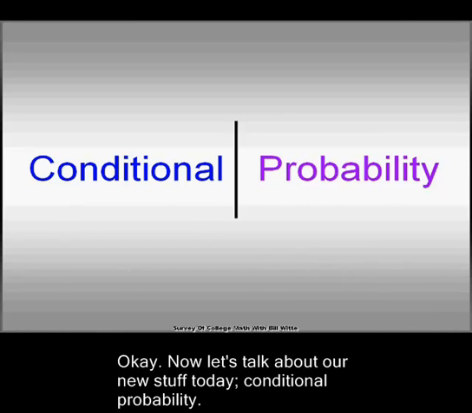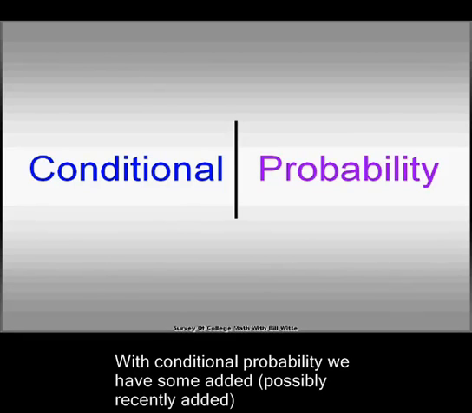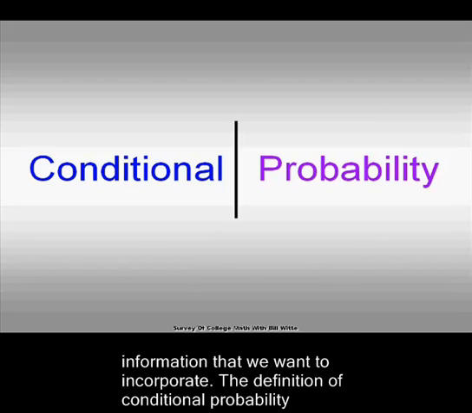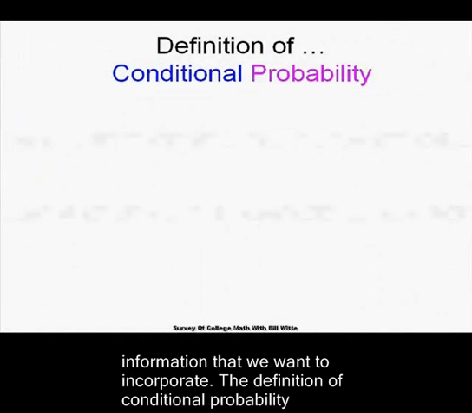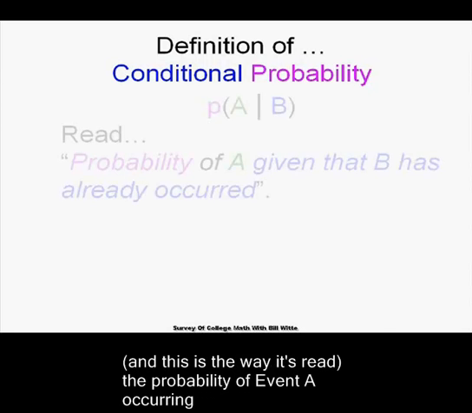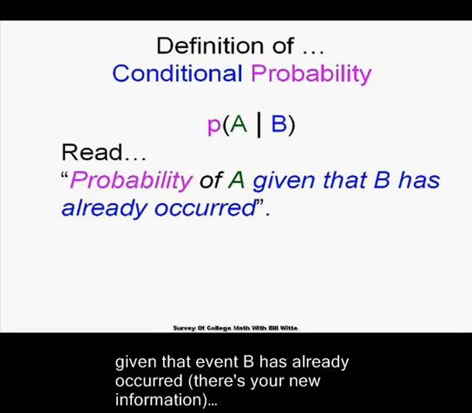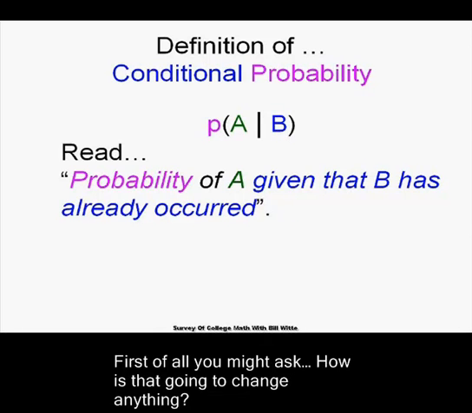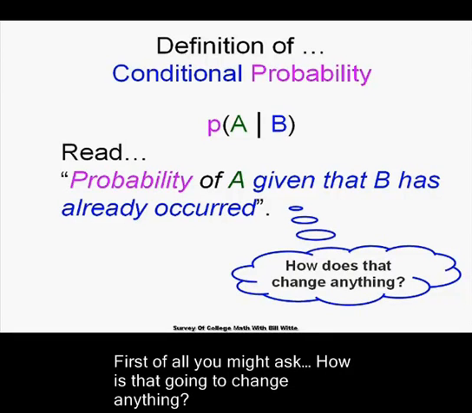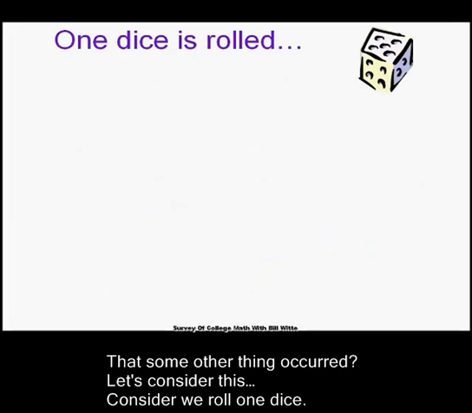Okay, now let's talk about our new stuff today, conditional probability. With conditional probability, we have some added, possibly recently added, information we want to incorporate. The definition of conditional probability, and this is the way it's read: the probability of A given that B has already occurred. There's your new information. Well, you might say, what does that mean? How's that going to change anything, the fact that some other thing occurred? Well, let's consider this.